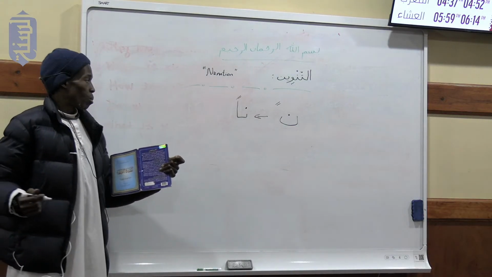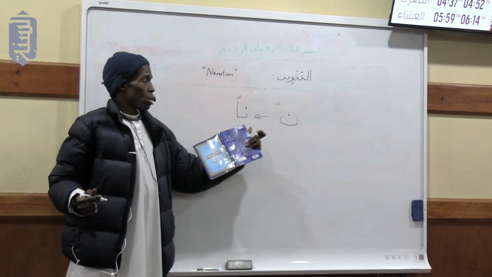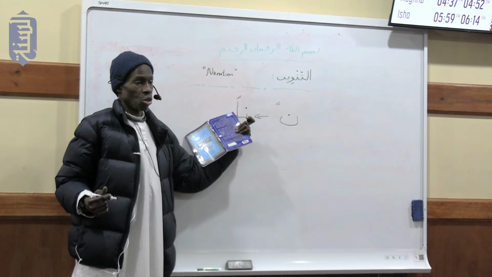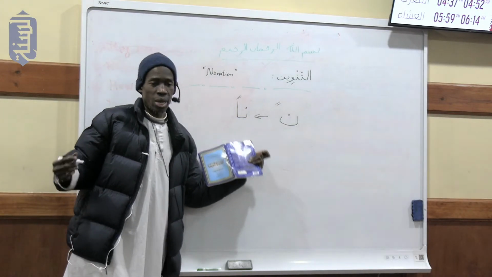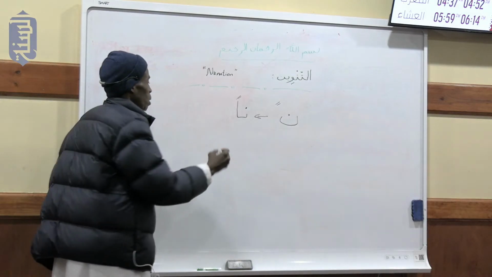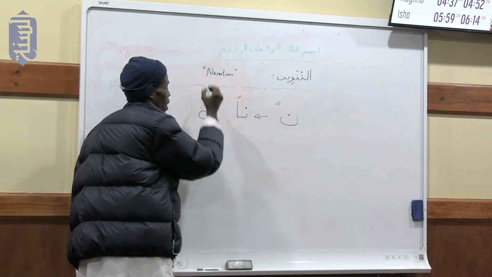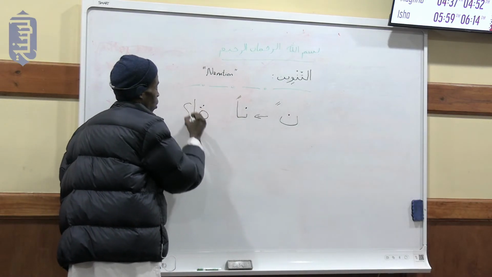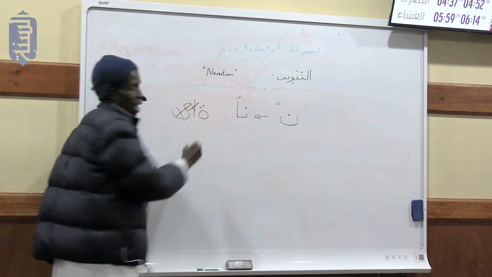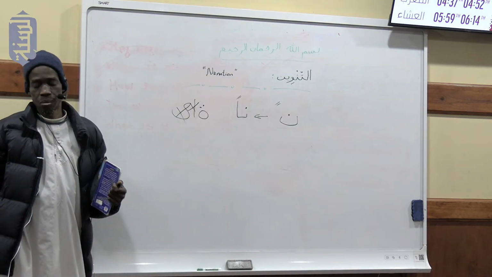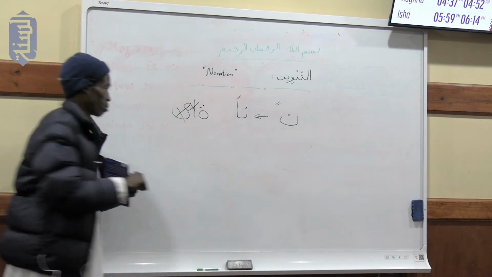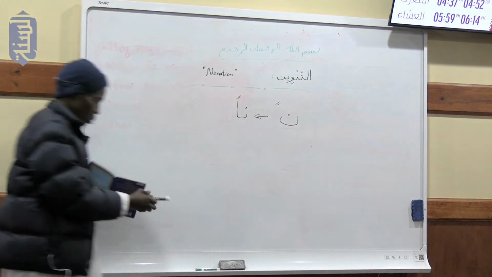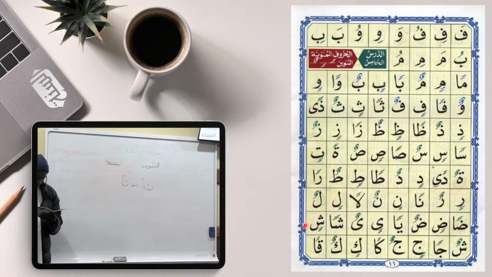So thank you very much. So the noon, when it has to have a fathatan, it will always have an aleph connected with it in the normal way you connect letters. Only exception is the ta marbuta. It will not get an aleph or a ya after it. Clear? Who's going to help me with the next three?